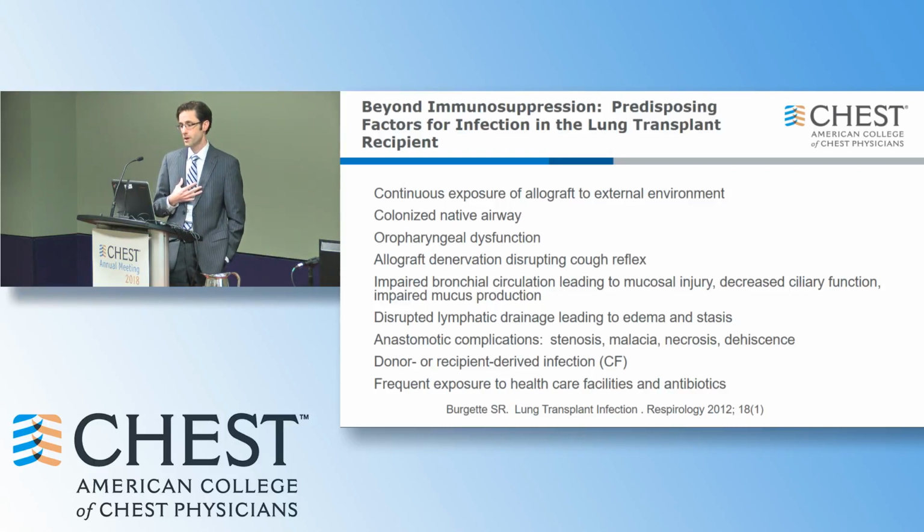Beyond immune suppression, particularly in the lung transplant population, there are many other predisposing factors to infection, and they're listed here. They include continuous exposure of the allograft with really every breath that the patient takes to the external environment. Colonized native airways, oropharyngeal dysfunction, particularly initially after surgery, allograft denervation, which disrupts the cough reflex, impaired bronchial circulation leading to mucosal injury, decreased ciliary function, and impaired mucus production, disrupted lymphatic drainage as a result of surgery, leading to stasis and edema in the allograft, anastomotic complications that come in all shapes and varieties, donor or recipient-derived infections, particularly in the cystic fibrosis population, and then our patient population in particular has frequent exposure to healthcare facilities and antibiotic exposure.